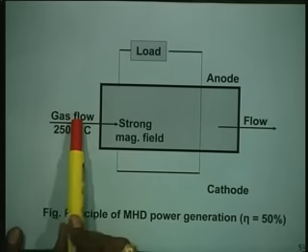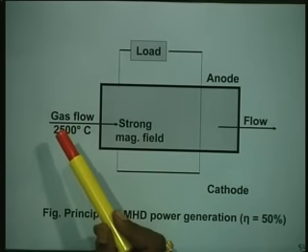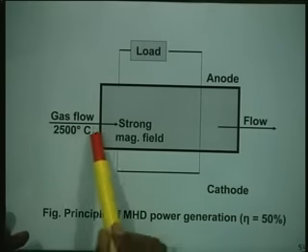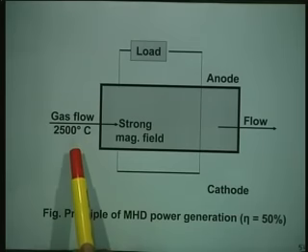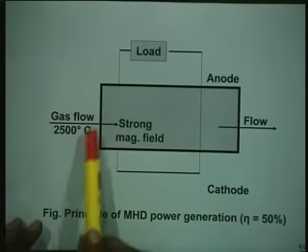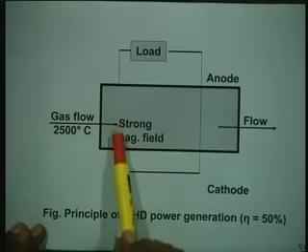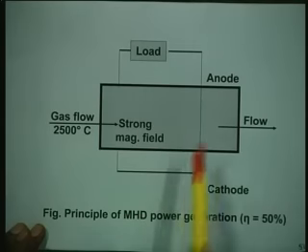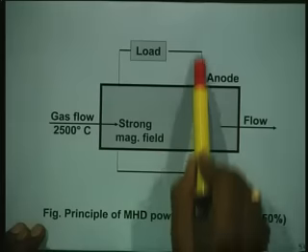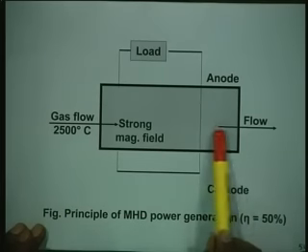Gas flow, as I said. Now, fuel can again be anything, coal, oil, anything. At a high temperature of 2500, ionization takes place, and this is passed through a strong magnetic field, with anode and cathode plus and minus. There is a load, which is directly supplied power, and there is a flow out.